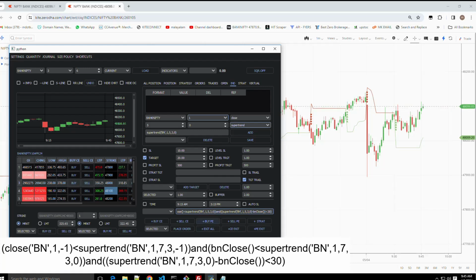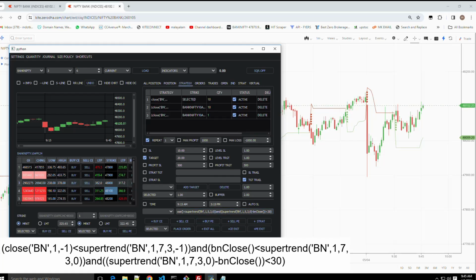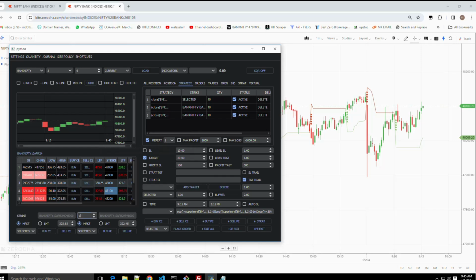Then we will buy the put. Okay, strategy is added, 10 lots. You can set the lots here. Next, our exit condition for the put. What was our exit condition for the put?